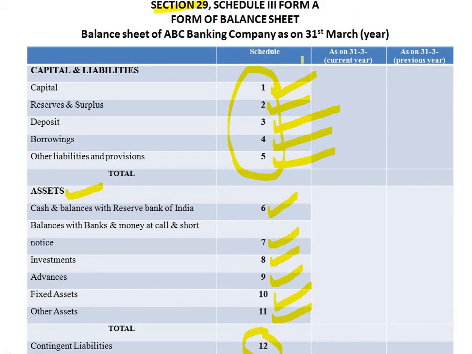Okay, these amounts are considered under 2 heads: the current year as well as the previous year. At the end of each financial year, we have to show the amount of balances in the respective schedules. The schedules are considered as the working notes, which we are going to discuss in further sessions. Okay, this is the format of balance sheet as per Section 29, Schedule 3, Form A, as per the Banking Regulations Act of 1949.